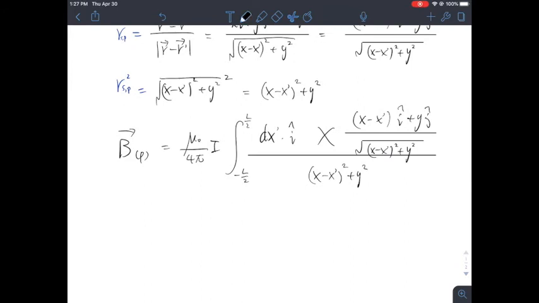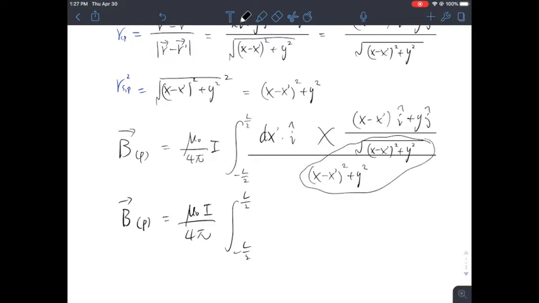Okay, now let's solve the integral. Oh my gosh, the integral is multivariable and has a cross product. It's vector calculus. So let's simplify this. Let's first solve the cross product. Because these two terms are similar, let's just group them together.